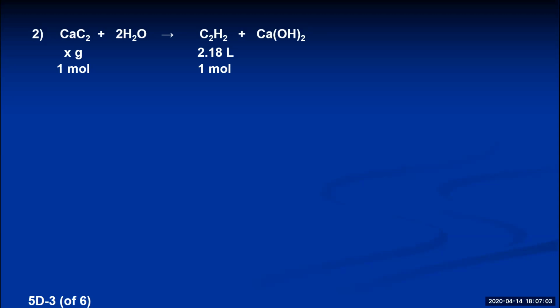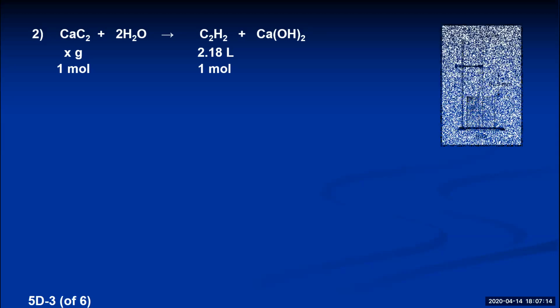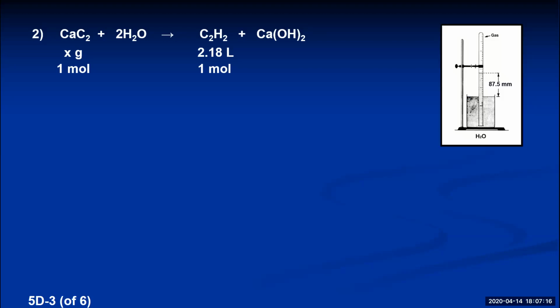The volume of the gas is 2.18 liters. The temperature of the gas is going to be assumed to be the temperature of the water, which is 21.5. But the pressure of the gas is not given, and we're going to have to determine it from the picture of what they described. The gas was collected in a eudiometer with the level of water 87.5 millimeters higher on the inside than the outside. That means the pressure in the eudiometer is less than atmospheric pressure.